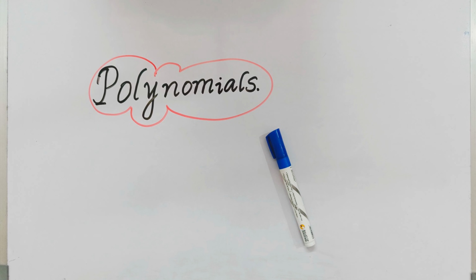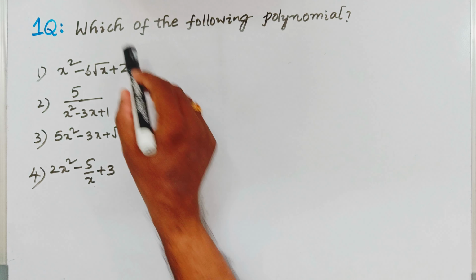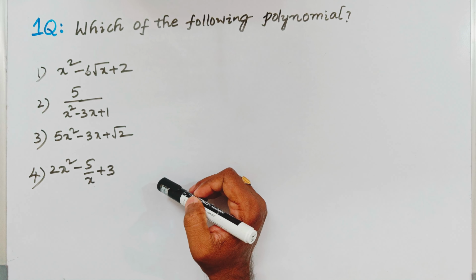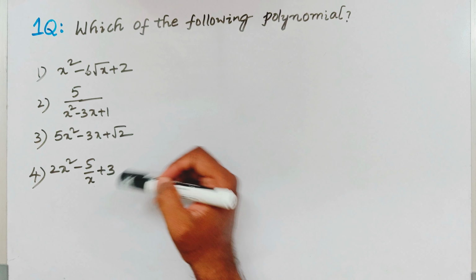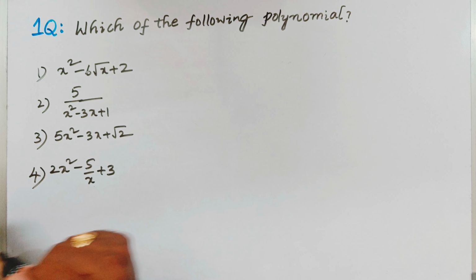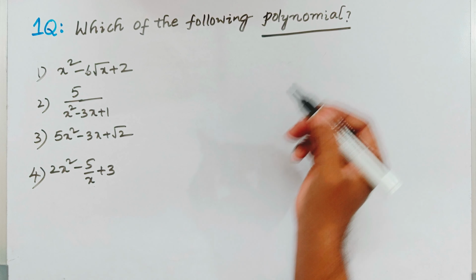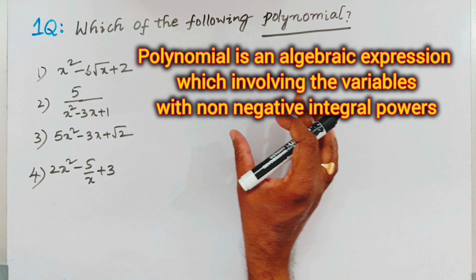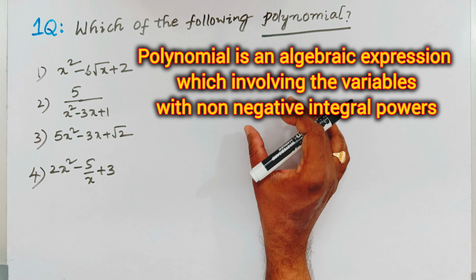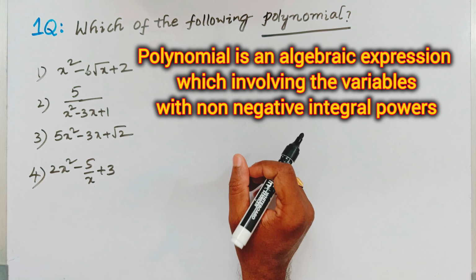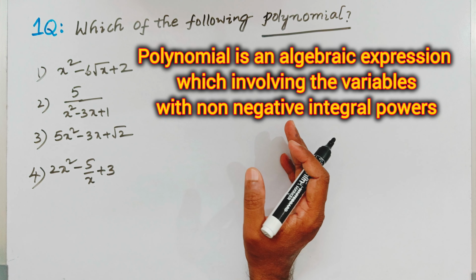So we discuss step by step. We'll discuss the first question. Which of the following is a polynomial? Here the four options are given. So which one is the correct answer? What is a polynomial? A polynomial is an algebraic expression involving variables with non-negative integral powers. So with non-negative integral powers.